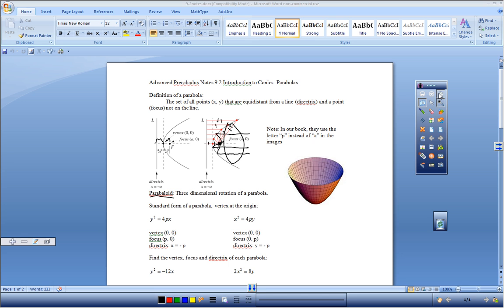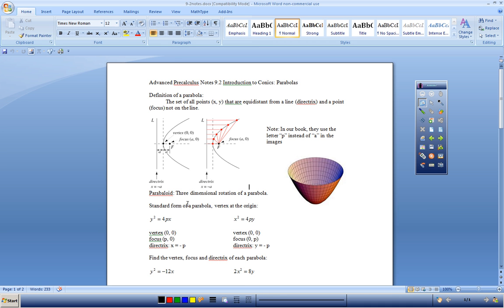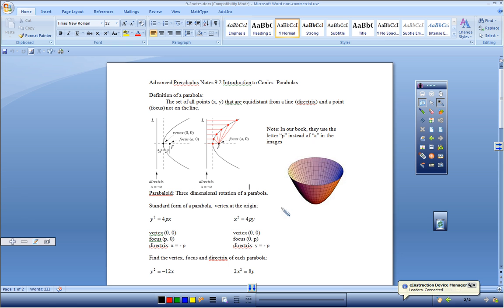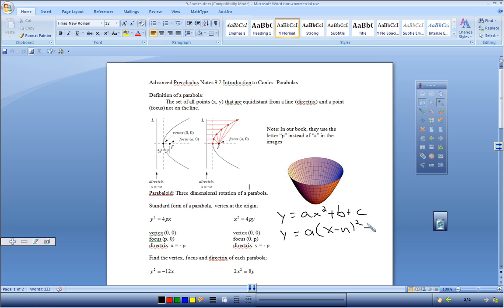Okay? So now we're going to talk about equations of parabolas. If you see a parabola, now in this case we call this standard form. We're kind of used to the form y equals ax squared plus bx plus c for a parabola, or y equals a(x minus h) squared plus k for a parabola, which is vertex form.